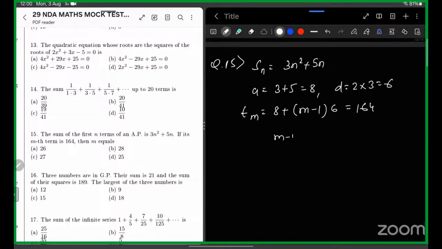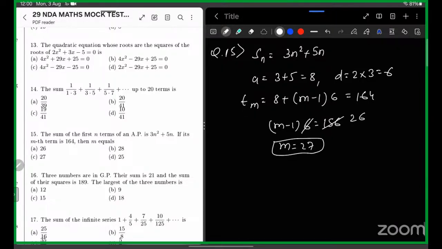So what we can do here, (m minus 1) into 6. First 8 will go to right hand side, 164 minus 8 is 156. Now with this 6 cut this 156, 26. So m minus 1 is 26, so m is equal to 26 plus 1, that is 27. Option C.